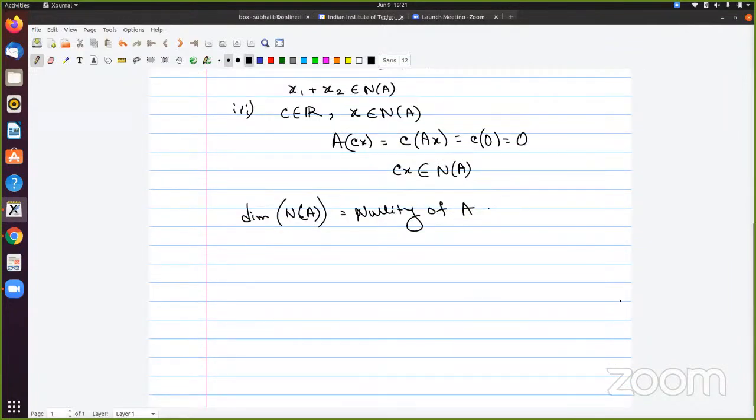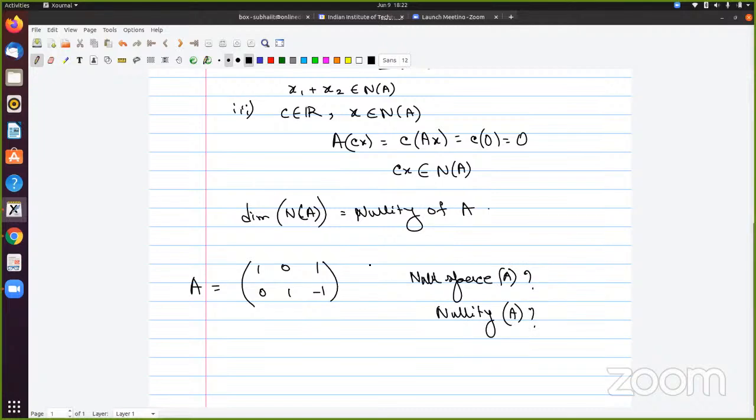So till this point it is okay. Let me take an example here, a simple one: the rows 0, 1, -1, already in row reduced form. So this is your matrix. Now I am asking you to calculate, first of all, the null space and the nullity.